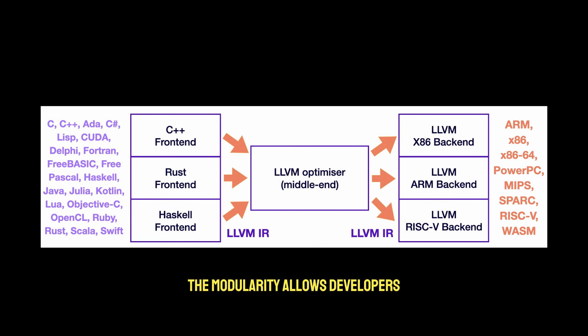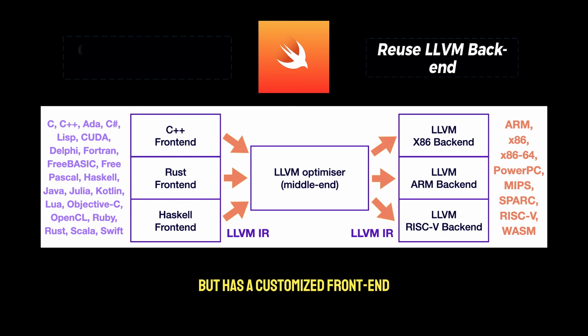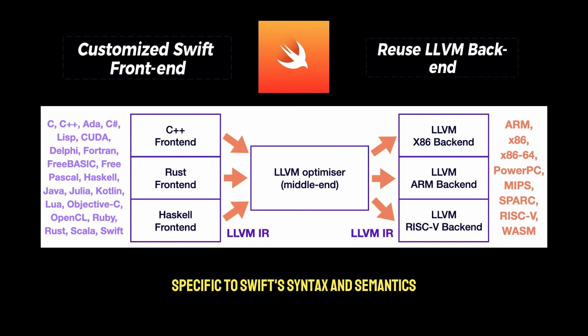The modularity allows developers to mix and match different components. For example, Apple's Swift compiler uses LLVM's backend, but has a customized frontend specific to Swift's syntax and semantics. Research groups can build custom optimizers for AI models without re-implementing the entire compiler pipeline. This modularity makes LLVM a tool of choice for developing new languages, for example Rust and Julia, or adapting existing ones for novel hardware like GPUs or FPGAs.